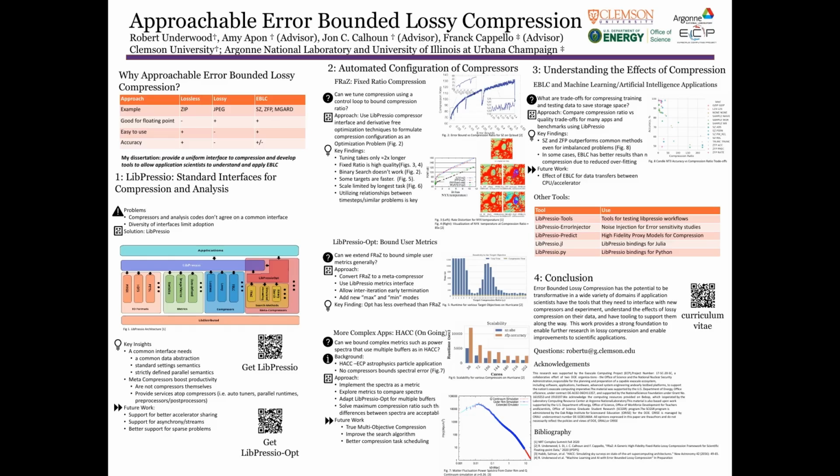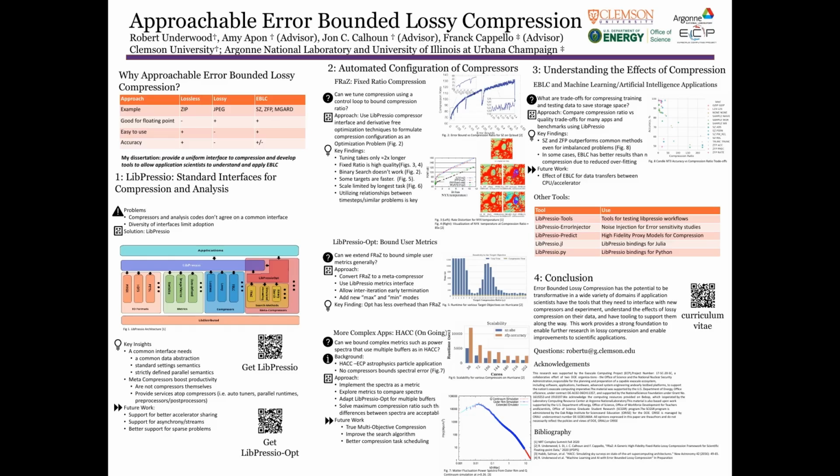So what is our approach? One, we will implement the spectra as a libpressio metric. Then we will explore ways to compare those spectra. We've already identified a number of different statistics for doing this. And then we want to adapt libpressio opt to operate on multiple buffers simultaneously. One key feature of the HACC code is that it actually has several different buffers that all need to be analyzed collectively in order to really appropriately set an error bound on any one of them. This will allow us to solve for the maximum compression ratio such that the differences between the spectra are acceptable.